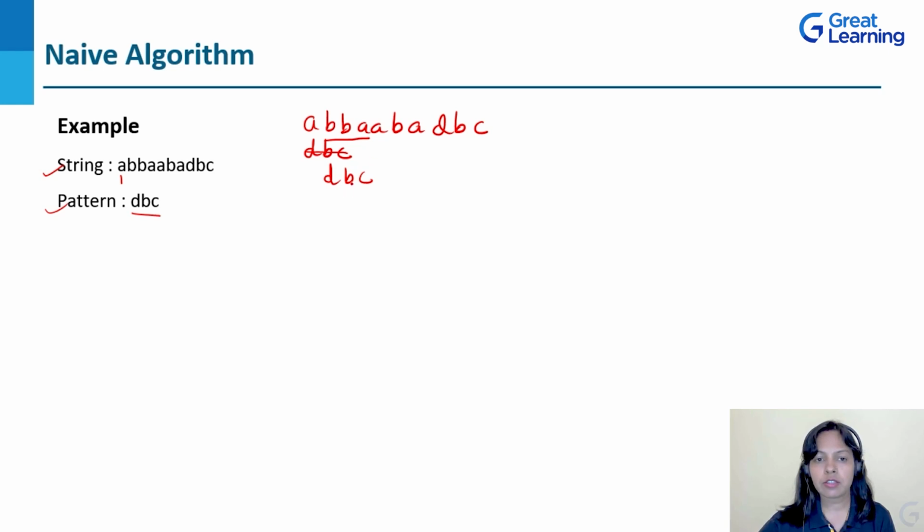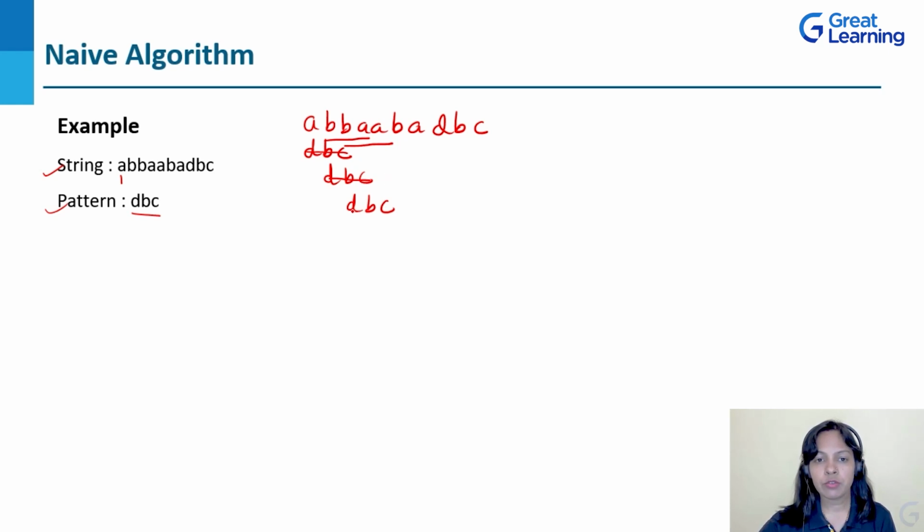So definitely this is not matching. So what we'll do, we'll move again this one more character ahead. So D, B and C. Now this time we have to match with these 3. Okay, so is it matching with these? D is matching with B? No, right? It means it is not matching.